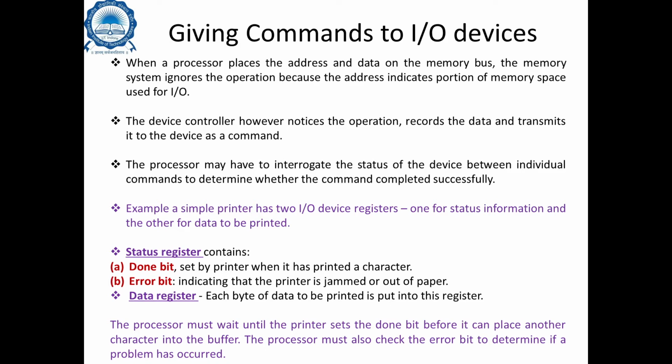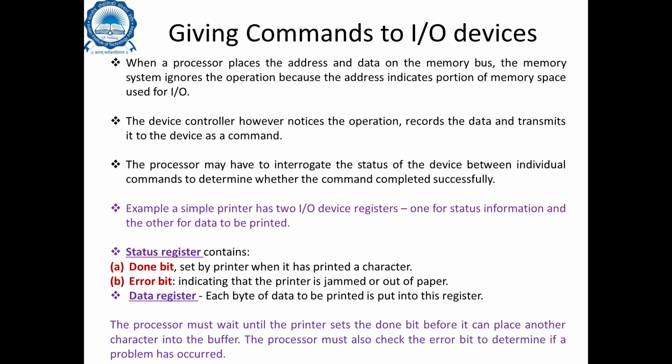When a processor places the address and data on the memory bus, the memory system ignores the operation because the address indicates a portion of the memory space used for IO devices. So it knows that whenever the processor has placed a particular address and data on the memory bus, the memory system will ignore it, because it knows that this particular operation is meant for the IO devices, because the address is part of the address space assigned for IO. The device controller, however, notices the operation, records the data, and then transmits it to the device as a command.